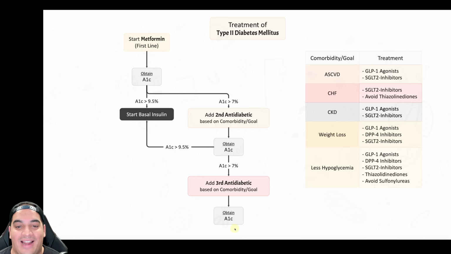If after that, in 3 months, I check it and their A1C is still greater than 7%, you've got to add on insulin. So that's what we would do in this particular scenario of treating a patient with type 2 diabetes. Start off with metformin, go to a second antidiabetic if you're not meeting your goal, then a third antidiabetic if you're not meeting your goal, and then insulin if you haven't met your goal with 3 antidiabetics. If at any point in that time frame your A1C is greater than 9.5%, start them on basal insulin.